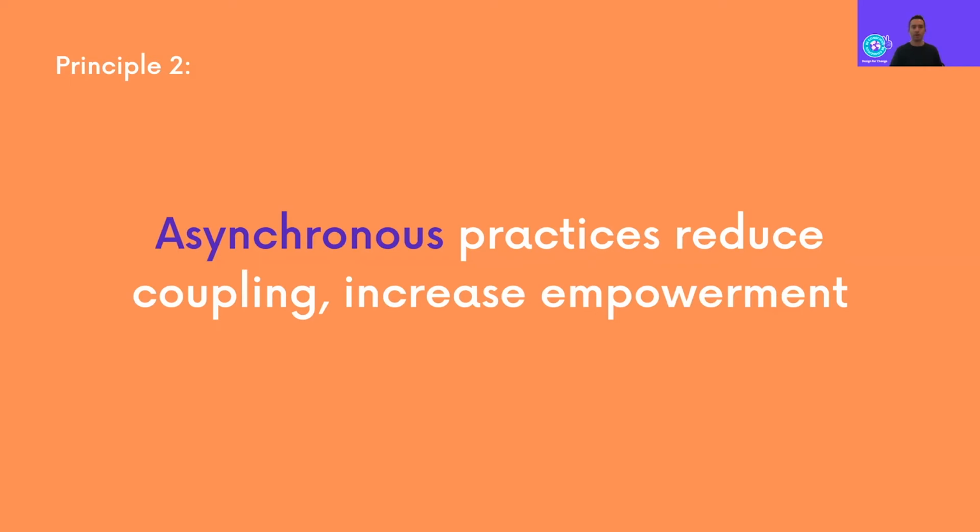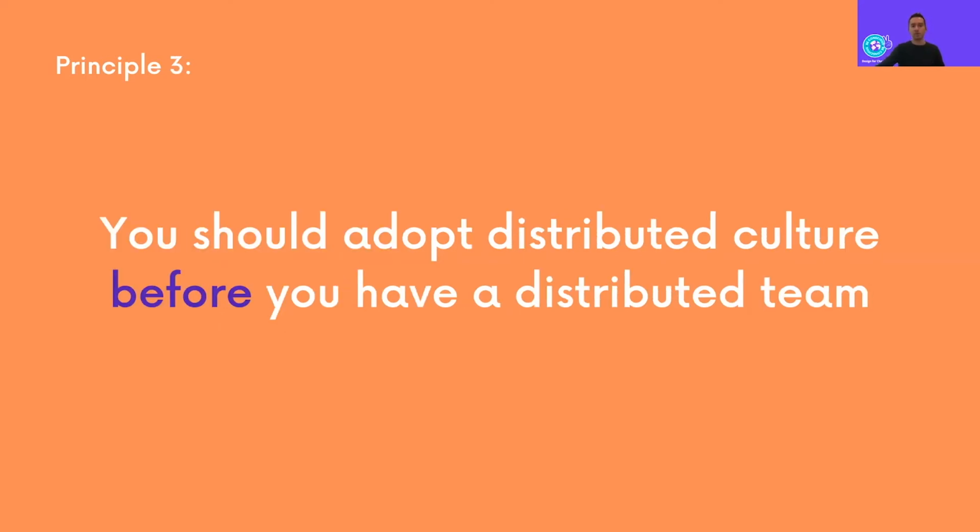When implemented well, asynchrony enables autonomy, which is key when teams are not co-located. And this requires strong communication practices as well as a high trust environment. And I'm going to go into details and tactics on all of these principles in the next section. And the third principle is you should think distributed from day one. Adopt distributed culture before you have a distributed team.